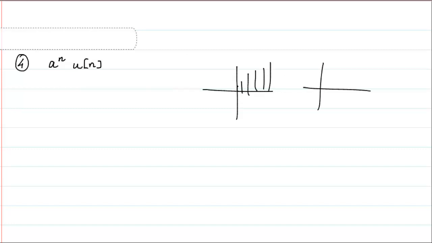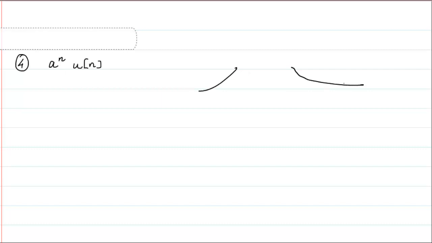The next one is a very important sequence, which we will generally write as a raised to power n u of n. Why I am writing this is because if you look for any exponentially rising sequence, or a linear sequence, everywhere you can use this particular equation. Just change the value of a. You will either have an exponentially rising one, or an exponentially decaying signal.